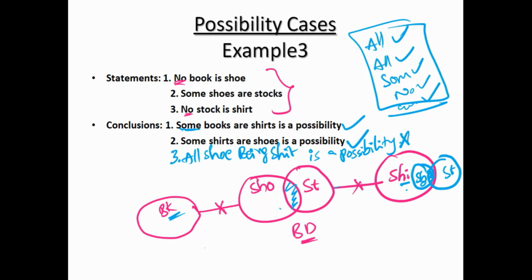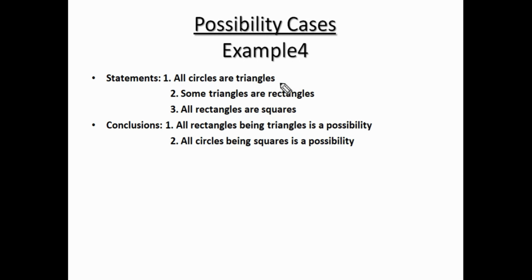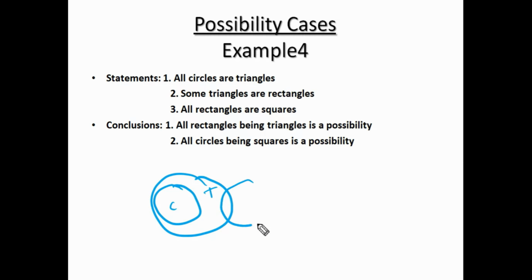Okay, understand. Next question. It's also a possibility case. All circles are triangles. Some triangles are rectangles. All rectangles are squares.